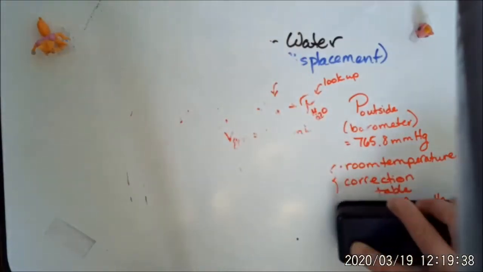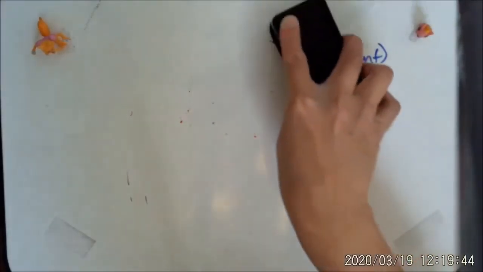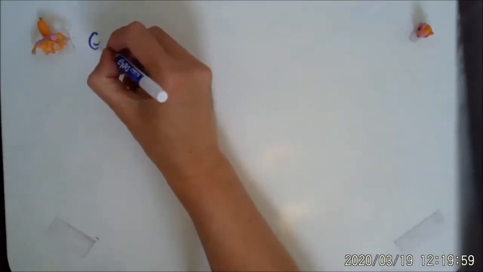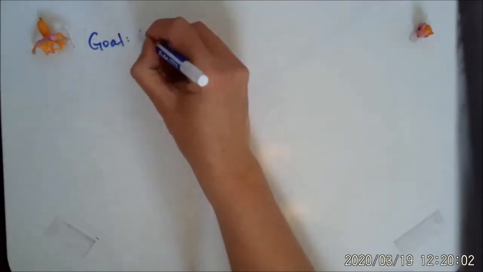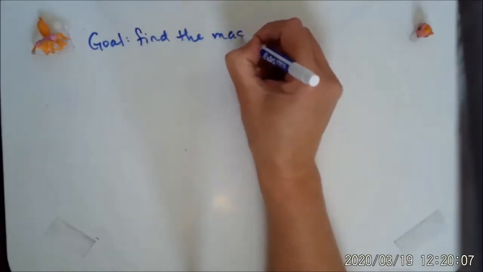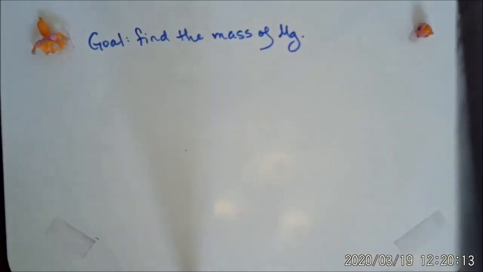Now, what is the goal? We're talking about partial pressures, and we're using it to calculate something, okay, when we collect gases over water or any other solution. The process is the same. So in this experiment that we're doing right now, the goal was to find the mass of magnesium. Okay, so let's talk about what we have and what we still need.